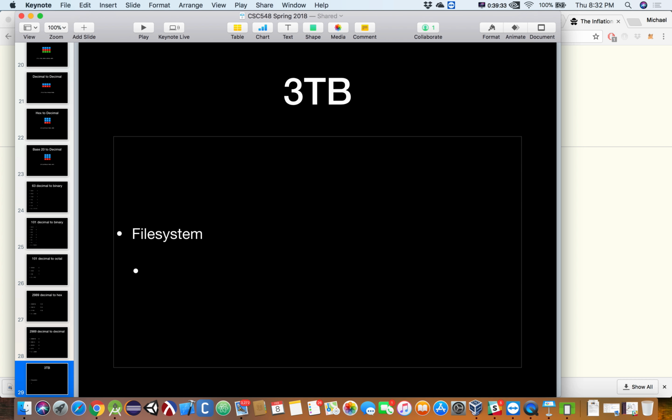FAT's going to be one of the file systems we're going to put here. We're going to say FAT32. That's not Windows. It used to be Windows. What's Windows file system now? NTFS. New technology file system. It's a Microsoft-based file system. What's the point of a file system? What's the job of a file system?